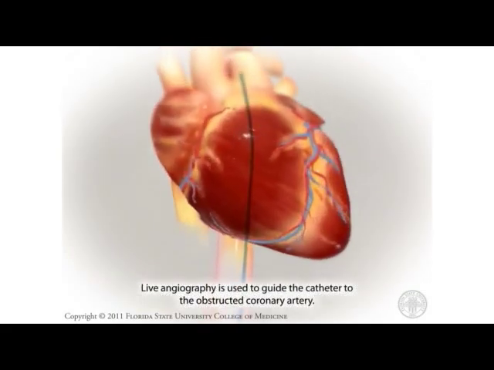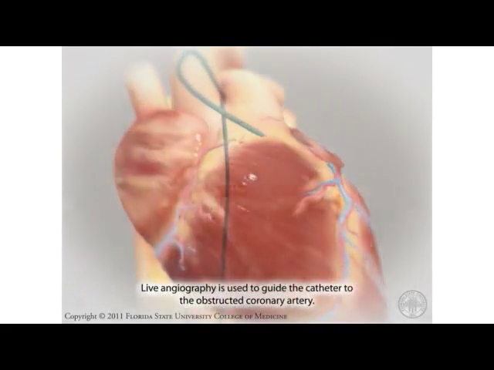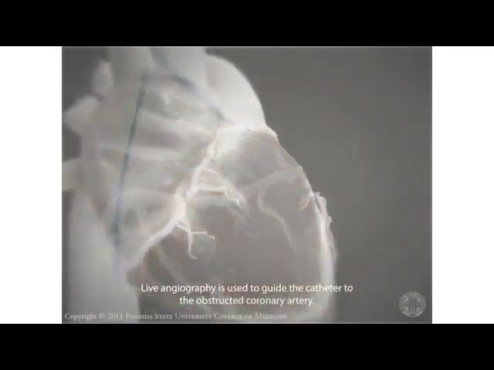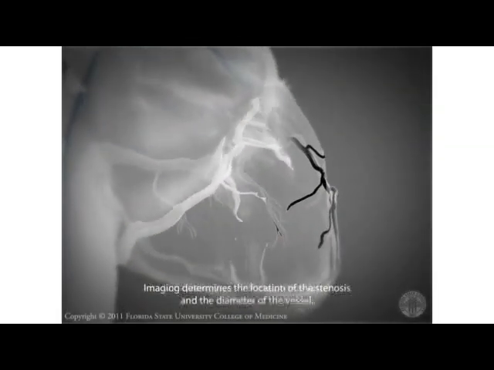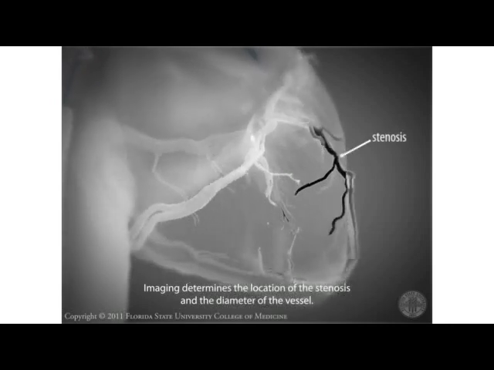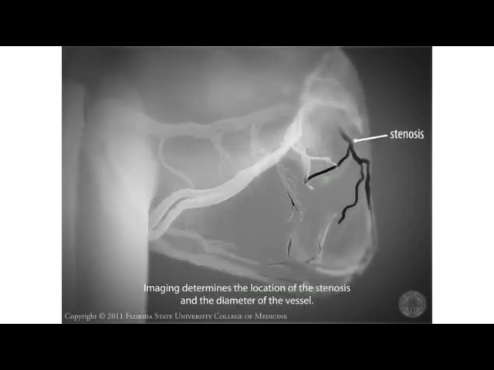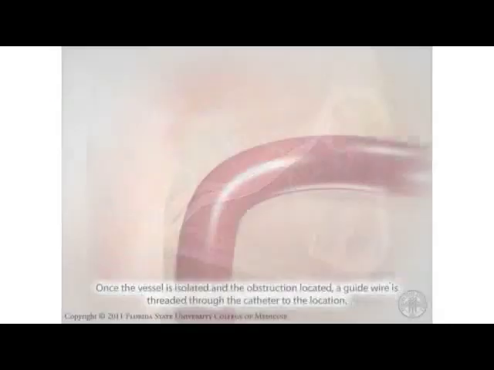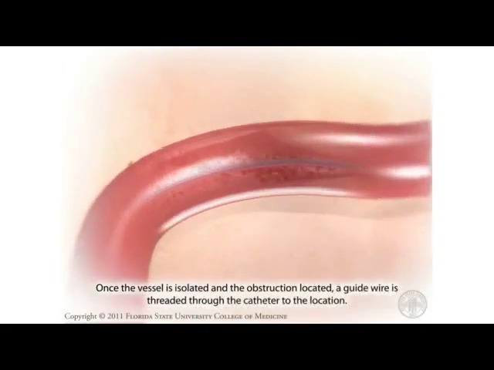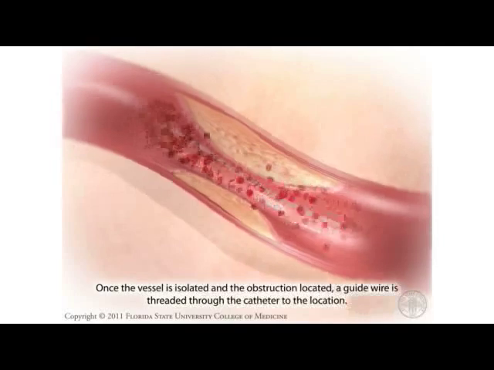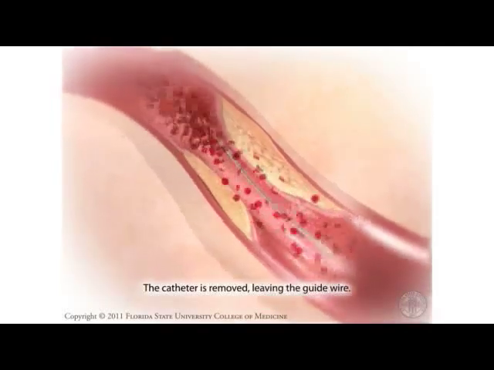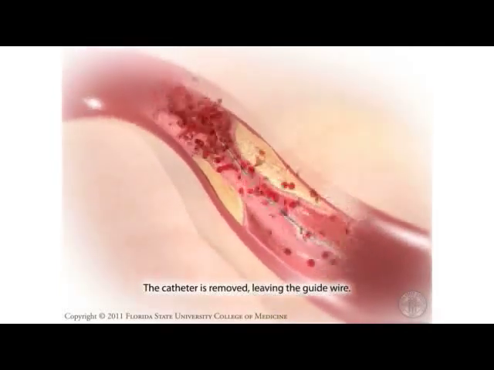Live angiography is used to guide the catheter to the obstructed coronary artery. Radiopaque dye is injected into the artery. Imaging determines the location of the stenosis and the diameter of the vessel. Once the vessel is isolated and the obstruction located, a guide wire is threaded through the catheter to the location. The catheter is removed, leaving the guide wire.